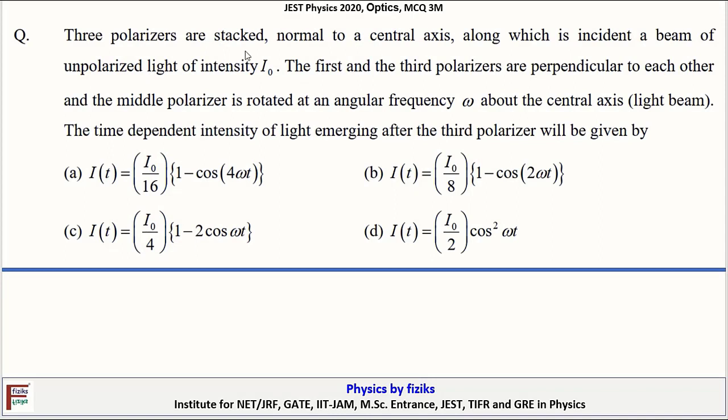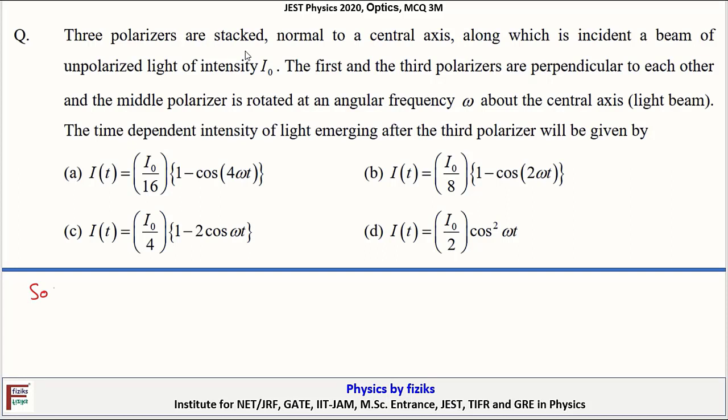This is a 3 marks problem from JEST 2020 Optics. 3 polarizers are stacked normal to their central axis, along which is incident a beam of unpolarized light of intensity I0. The first and third polarizers are perpendicular to each other, and the middle polarizer is rotated at an angular frequency omega about the central axis. The time-dependent intensity of the light emerging from the third polarizer will be given by.